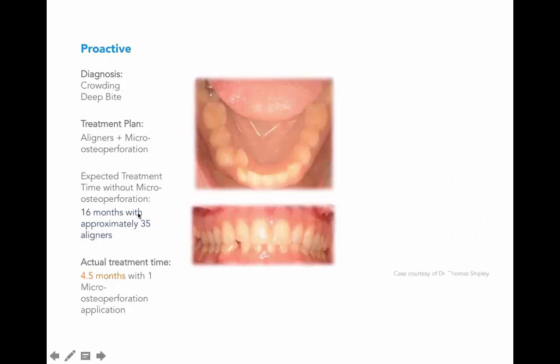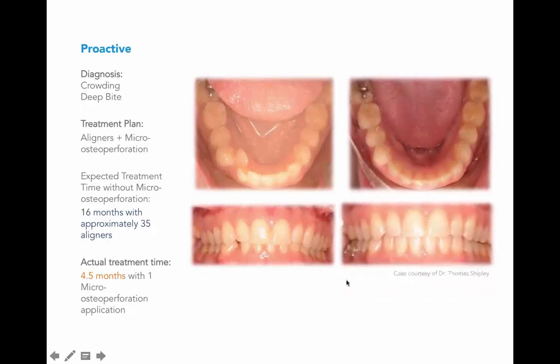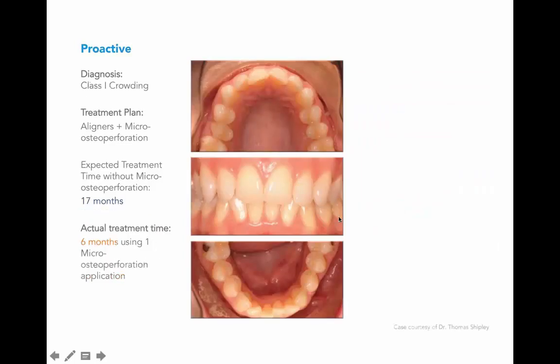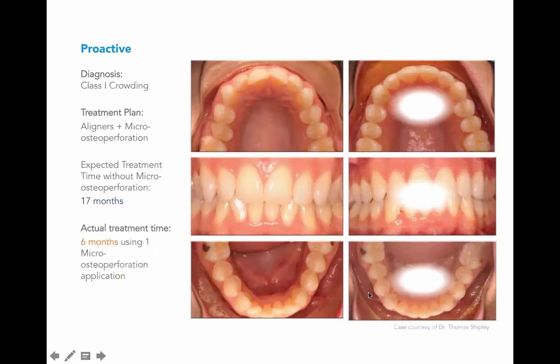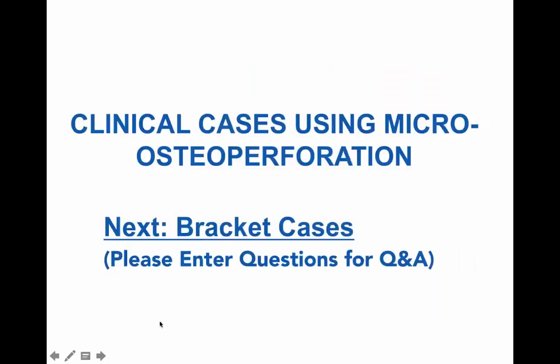All right, and again, another deep bite case with a severely lingually tipped canine, finished in 4.5 months instead of 16 months. And there you have it. I would imagine that many of you are looking at these pictures going, wow, I would love results like that. We're going to get to the brackets cases in just a minute as well. Here's another case done in 6 months. That would normally take about 17 months.